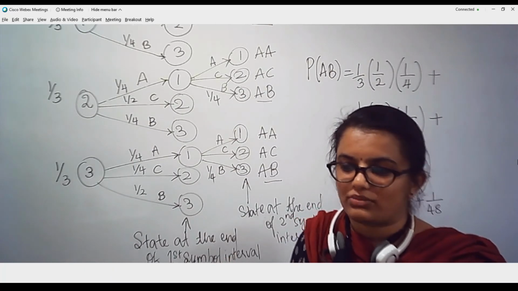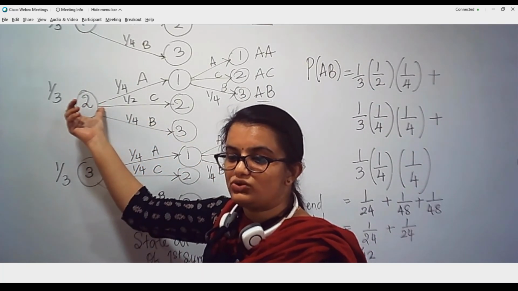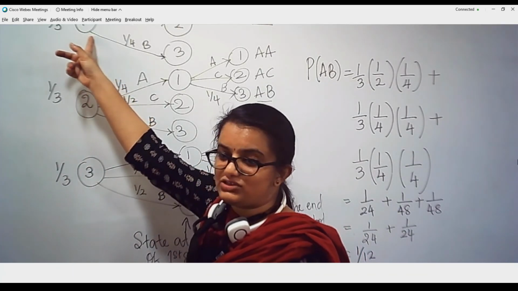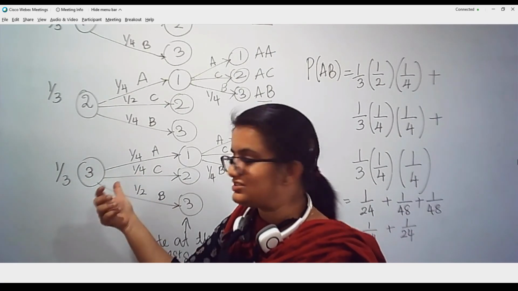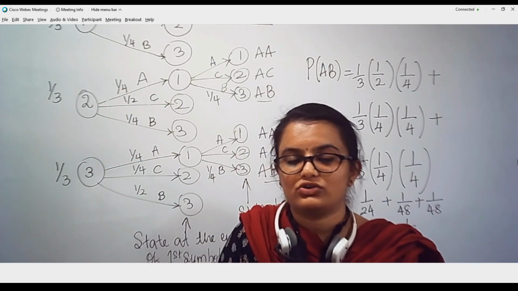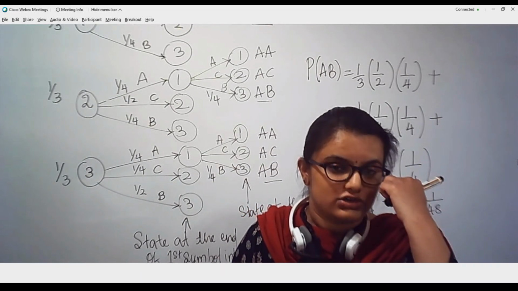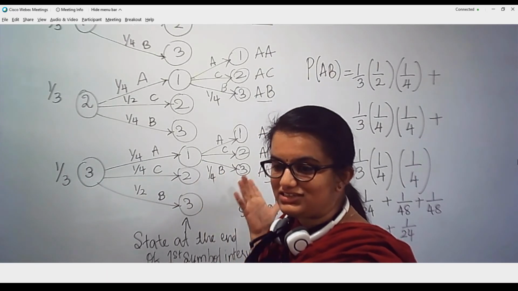How will you take it common? Because the state at which I am starting is unknown to me. I can either start at 1 or start at 2 or start at 3. This is not fixed. Selecting the state is a random thing. I don't know from where my source is going to start. Therefore, I cannot keep this as common because it is coming in later stages.